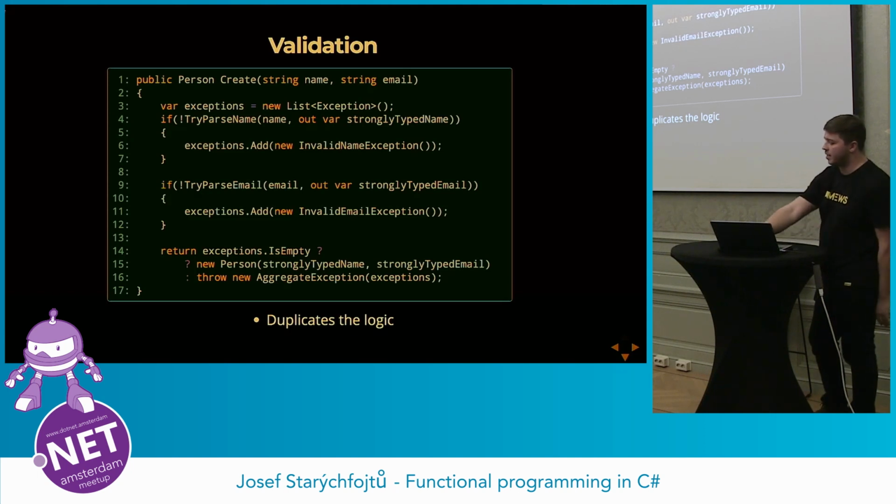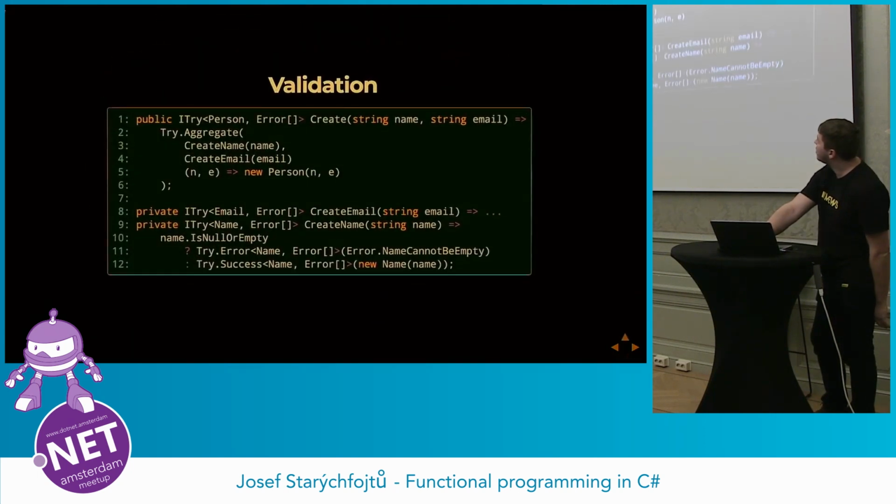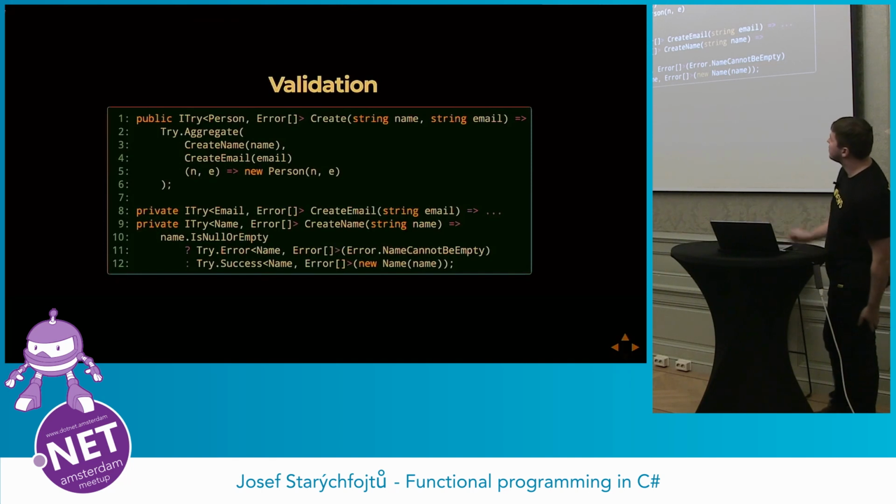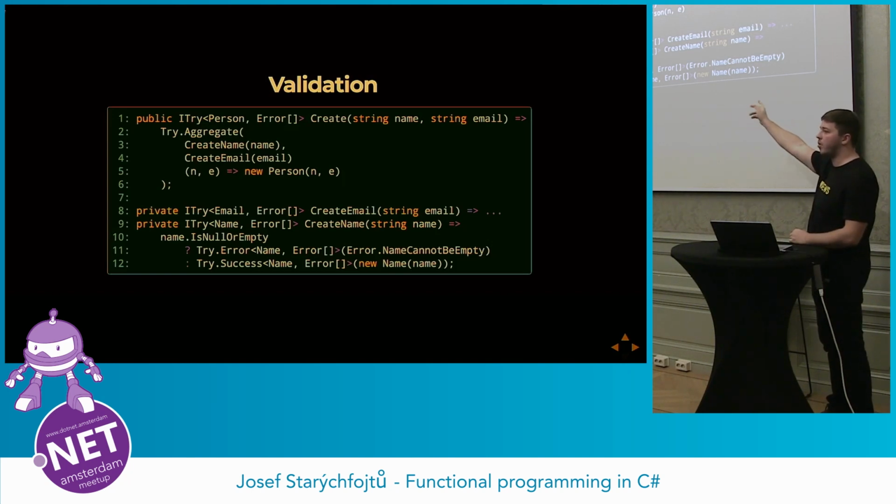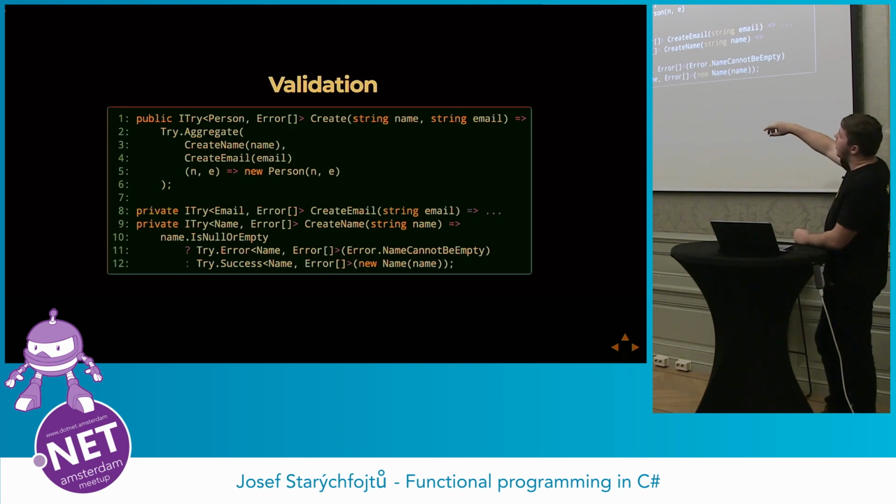And the try can basically solve that for us. So when you have a try of a person, we are creating a person here, right? Yeah. So you have a try of a person and an error array, and you have these simple functions. This is a create email, or it should be more named parse email, which takes a string and returns the itry of email or the errors. Then you have the create name, which takes a name. This is a simple implementation. It returns this. And then you have this nice function called try aggregate.